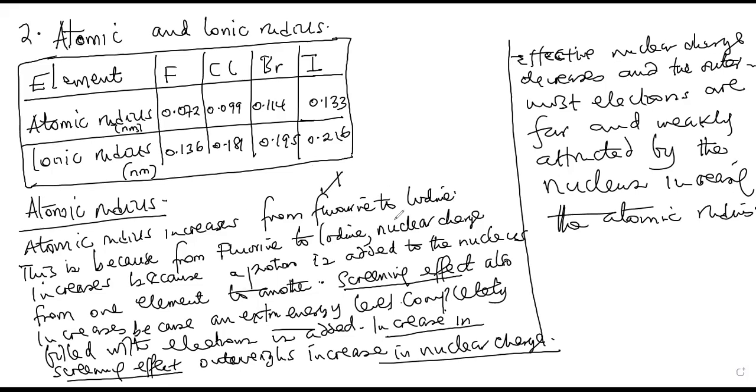From fluorine to iodine, nuclear charge increases. Why? You're adding a proton. But screening effect also increases. Why? You're adding an extra shell full of electrons. But the increase in shielding effect outweighs the increase in nuclear charge. Thus, the effective nuclear charge decreases, and electrons are far away and weakly attracted by the nucleus.